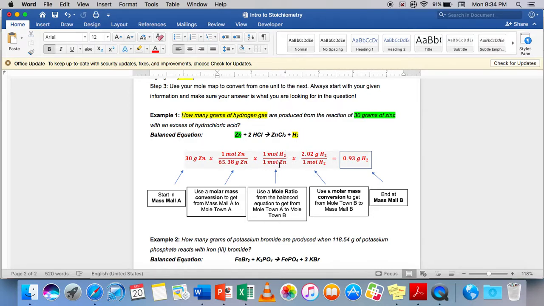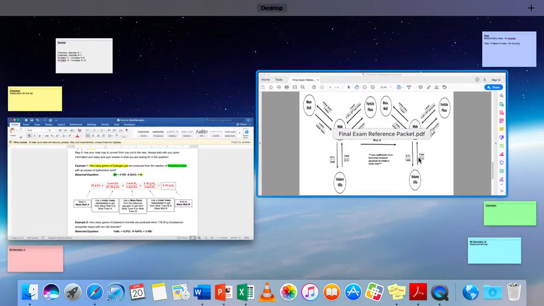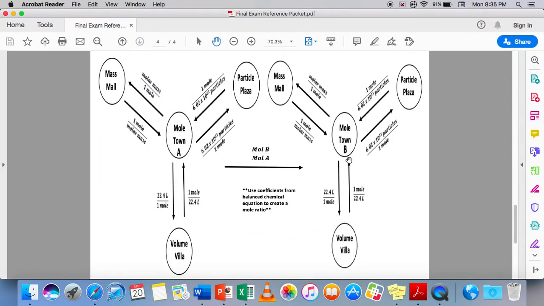A is on the bottom, which is my green, what I'm starting with. Well, what number is in front of my green zinc here? That would also be a 1. Okay, remember, if there's no number listed, it's a 1. So the mole ratio is a 1-to-1 ratio. For every 1 mole of zinc, you produce 1 mole of hydrogen. So, after this step, I am in Moletown B.